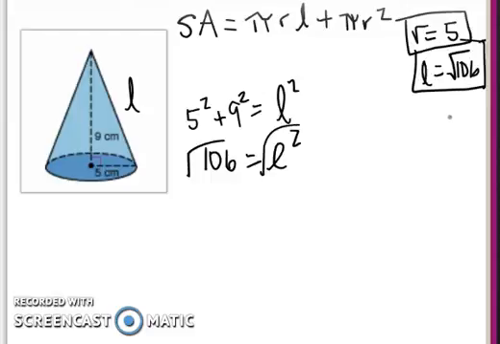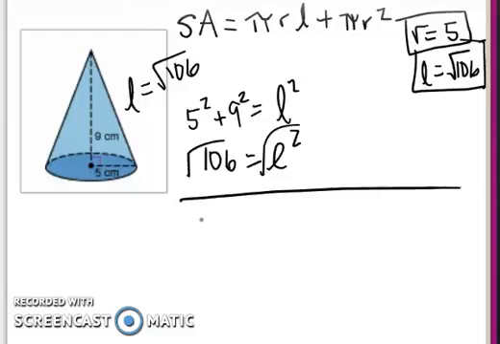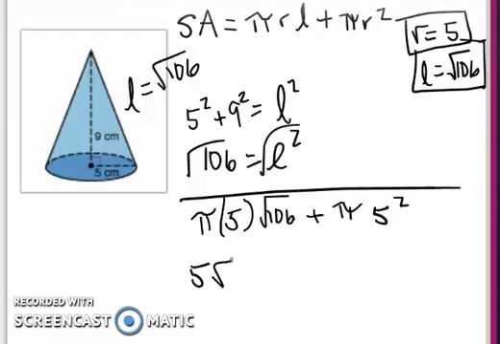Okay, so we get L as the square root of 106, and now we can use our formula. We have pi r, which is 5, radical 106, plus pi times r squared, which is 5 squared. So this becomes 5 root 106 pi plus 25 pi. I could leave it like this, or I could simplify it and put it into decimal form with pi.